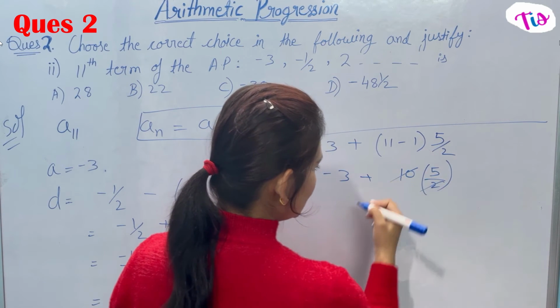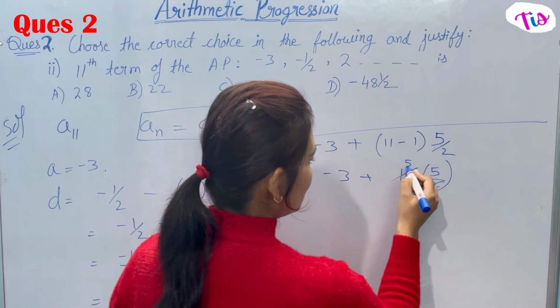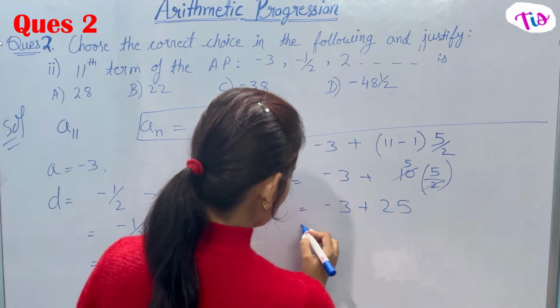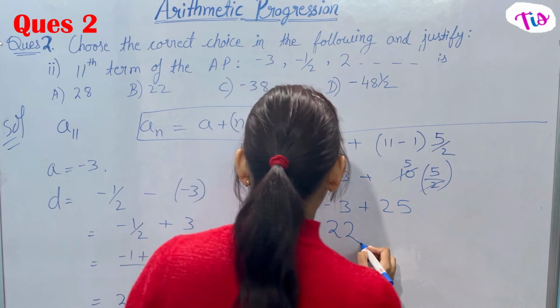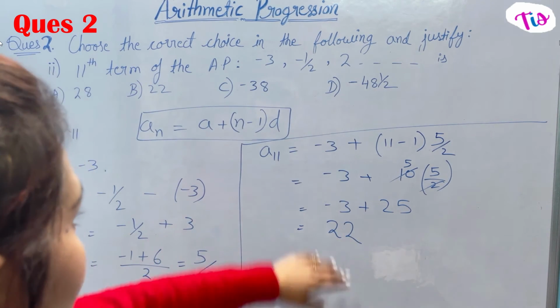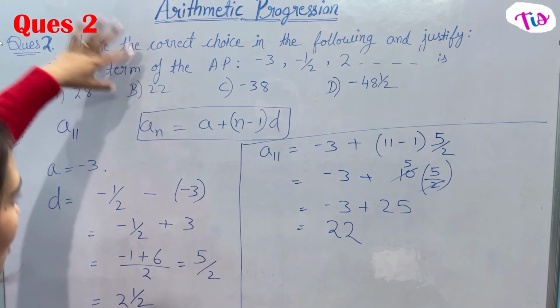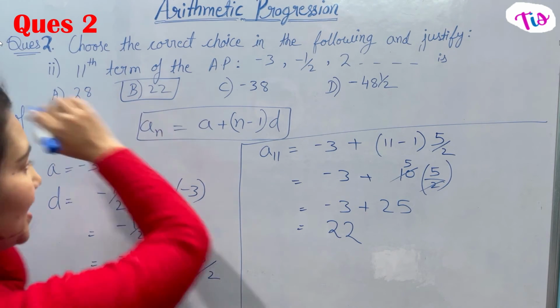Let's cancel out 10 and 2. So it's 5. 5 into 5 is 25. Minus 3 plus 25. And minus 3 plus 25 is 22. Okay, so 11th term of this AP is 22. And which option is the correct one? Option B is the correct answer.